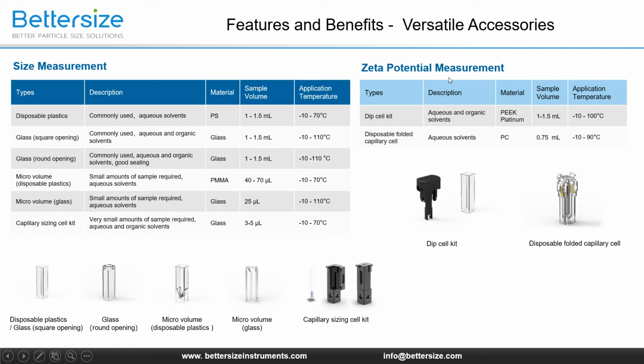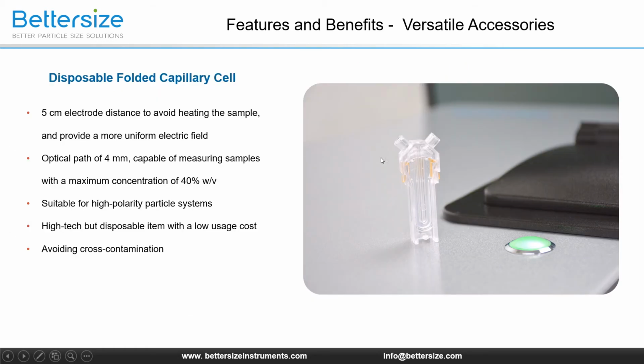For zeta potential measurement, the deep cell for organic solvents and folded capillary cell for aqueous solvents are here for you. The folded capillary cell provides excellent repeatability of zeta potential measurement. With the help of it, the instrument can provide a more uniform electric field and thereby more accurate results. It's only 4 ml thick and able to measure high concentration samples, up to 40% weight per volume. The folded capillary cell is disposable with low cost, therefore the sample cross-contamination could be avoided.